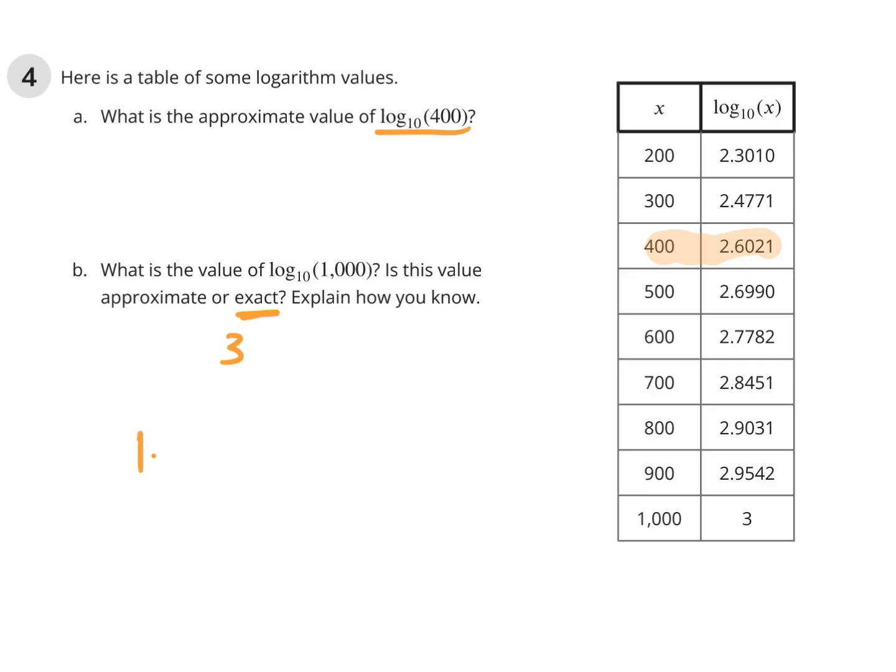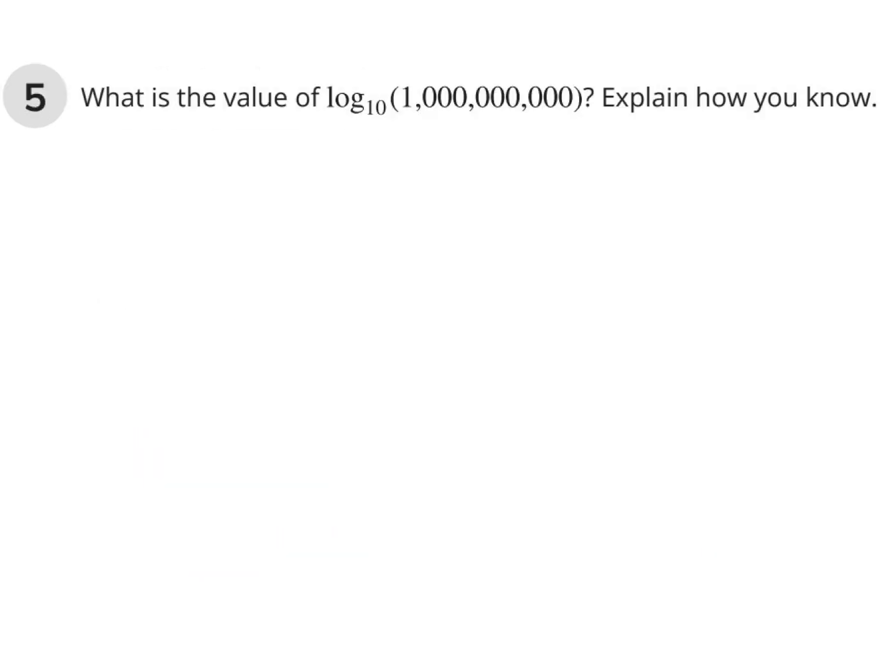How do we know? Log base 10 of 1,000 equals 3. It has 3 zeros after the 1. It starts with a 1. Just count the number of zeros. Because 10 cubed equals 1,000. Integer in, integer out. What is the value of log base 10 of 1 billion? Count the number of zeros.